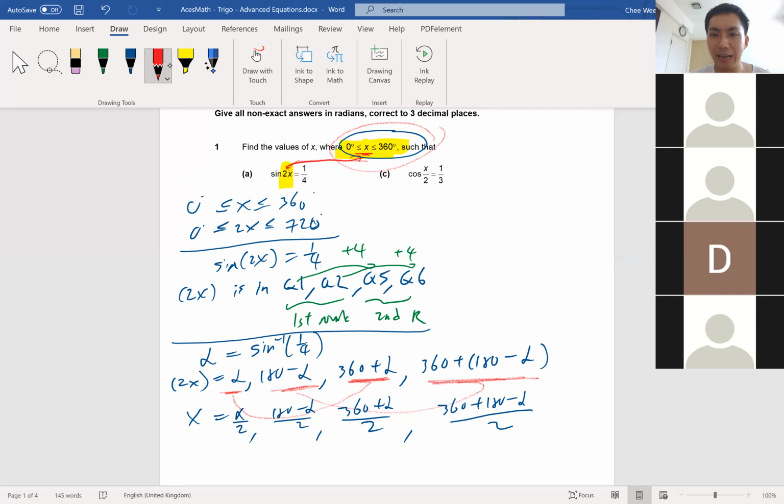Sometimes it could be expanding the domain to be scanned, like 1a, because it's 2x. But 1c is x over 2, which means you are restricting the domain to be scanned, that's all. Anyone, any questions on this? If you master this, you master like 75% of solving trigo equations already, not to mention your degree, radian, special angle still. Okay, anyone, any questions?